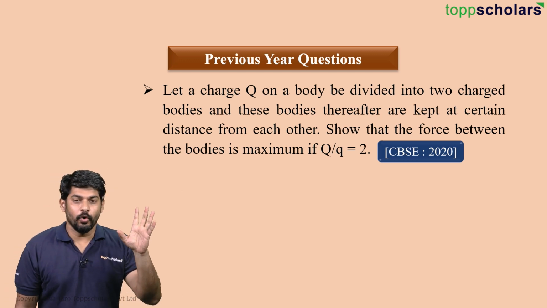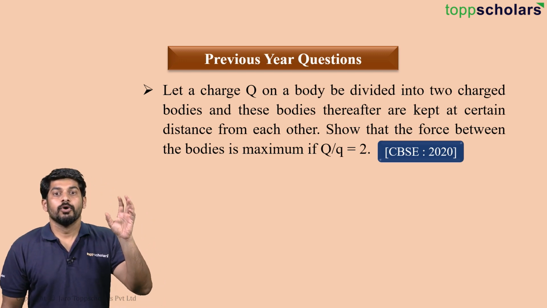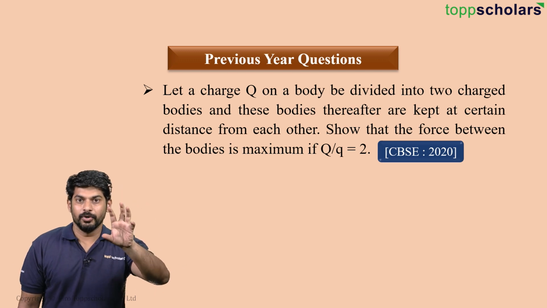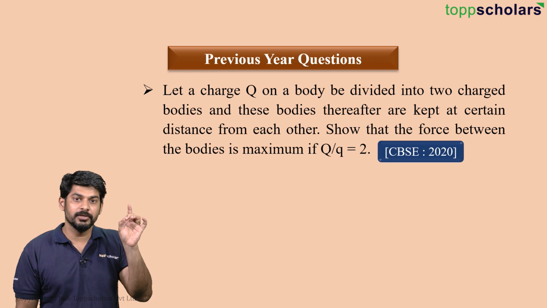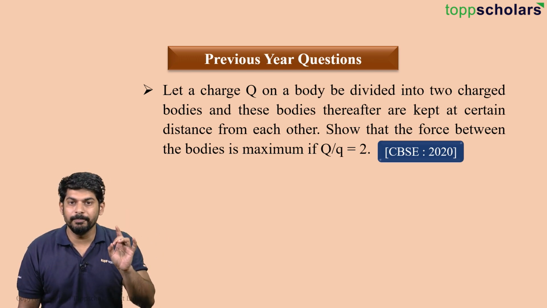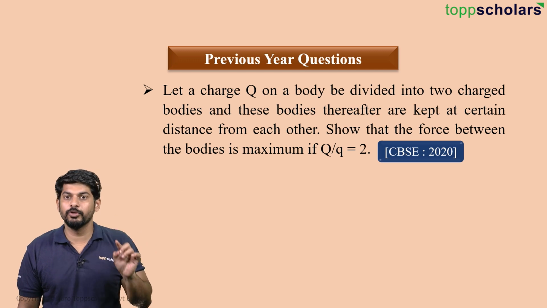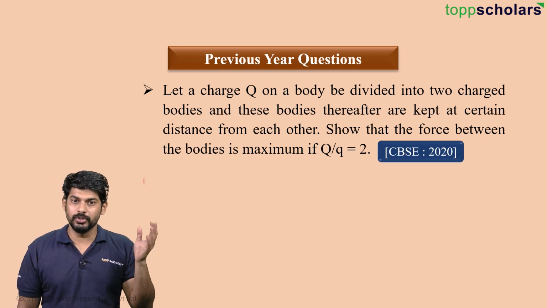So what we have here is a charge Q which has been divided among two bodies, and we have to show that the force between the two bodies will be maximum if capital Q upon small q is equal to 2. So let's try to find out the solution.